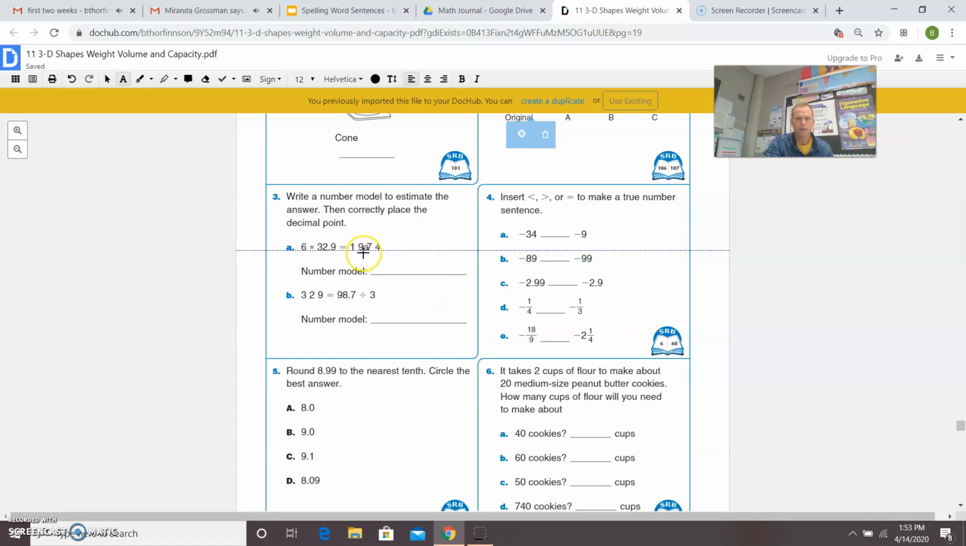For these, it says write a number model to estimate the answer, then correctly place the decimal point. Well, really what we've got to do here is some rounding. Okay, so if we rounded this to the nearest whole number, the 9 would bump that up and make it 33. And if we wanted to just really get close, we could just say 30. Well, what's 30 times 6? Okay, 6 times 3 is 18 plus a 0 would be 180. So it's just asking you to put your decimal in the correct spot.